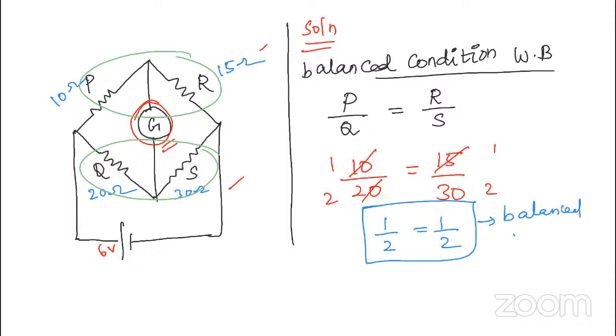Okay. So we can call it a balanced bridge. So automatically the value of IG is equal to 0. So we need not worry about the center part. So now we can proceed with the problem as usual. So what is the first step to proceed?